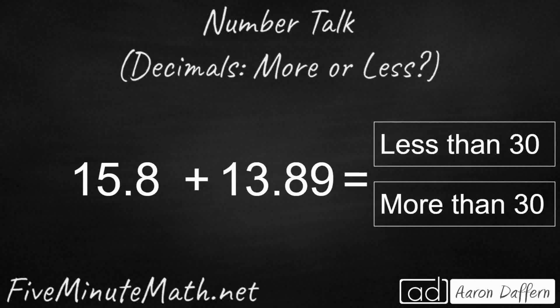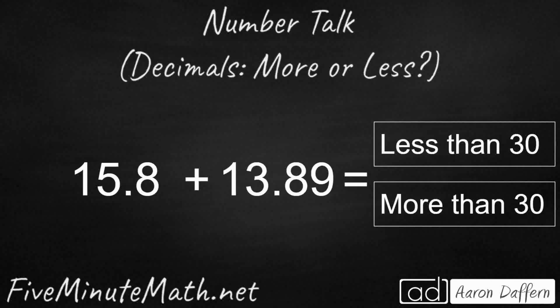For today's number talk, we are looking at these two numbers and trying to figure out if the sum of these two decimals is going to be more or less than 30. So let's take a look at our two addends. We've got 15.8, or 15 and 8 tenths. And if I'm wanting to figure out whether this is more or less than 30 for both of these, I think we need to estimate.